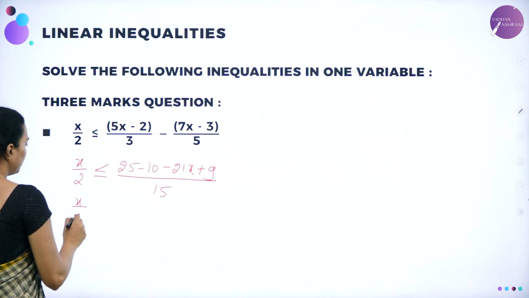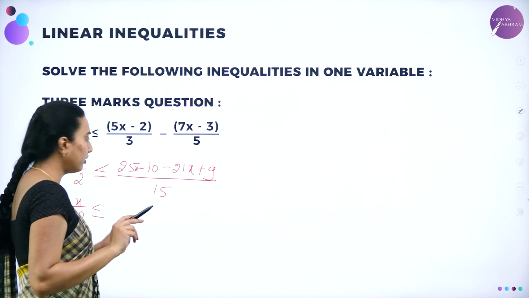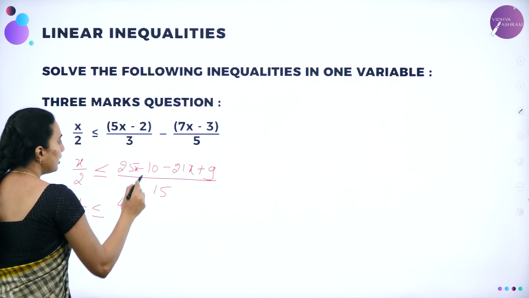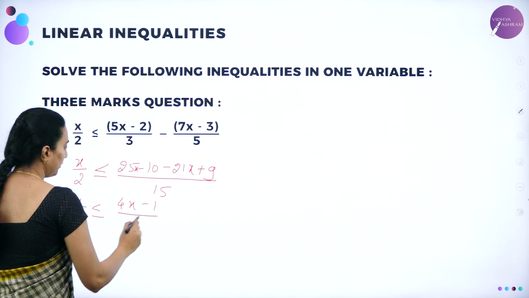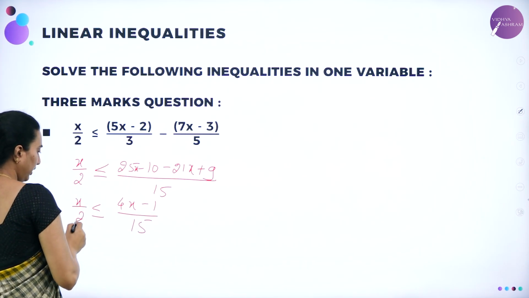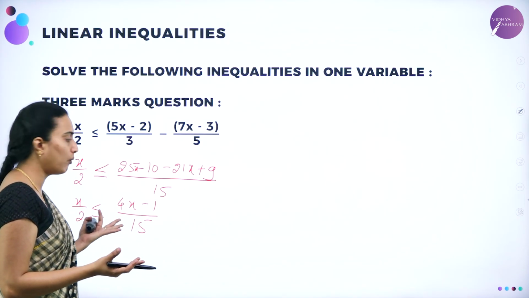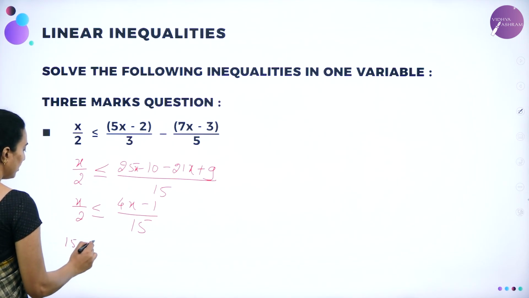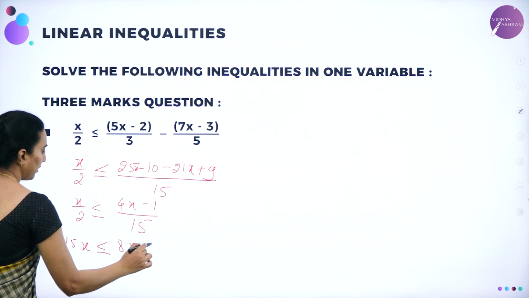Now x by 2 is lesser than or equal to 5 5s are 25x. I forgot to write x, I have written it. So 25x minus 21x is nothing but 4x, minus 10 plus 9 is nothing but minus 1, divided by 15. Now cross multiplying, 15 and 2 to that side. Positive only we are doing, so nothing will happen to the inequality. It will remain as it is. 15x is lesser than or equal to 2 4s are 8x minus 2.